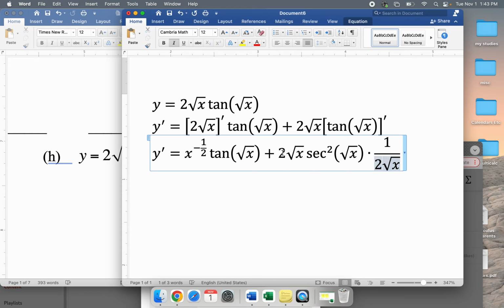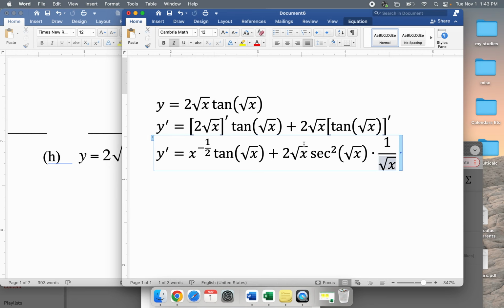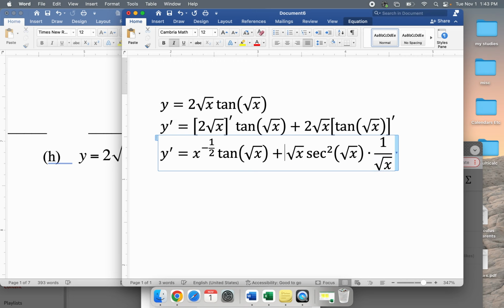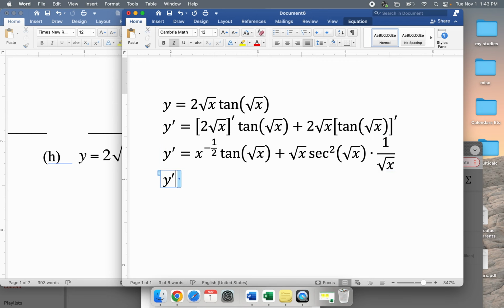Or actually, no, I think they would, because if you look, this 2 right here and this 2 right here are actually going to cancel. So let's go boop and boop. And then if you put this x to the negative 1/2 into the denominator, both of these guys are going to have a square root of x in the denominator.